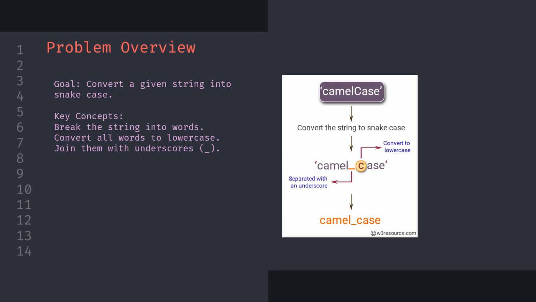Our objective is to transform a string into snake case by breaking it into words, converting them into lowercase, and joining them with underscores.